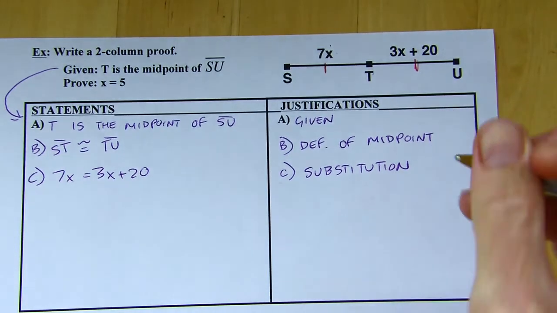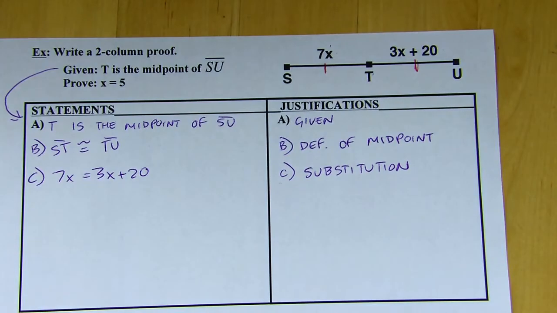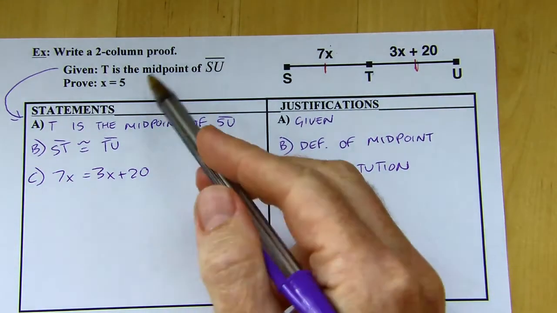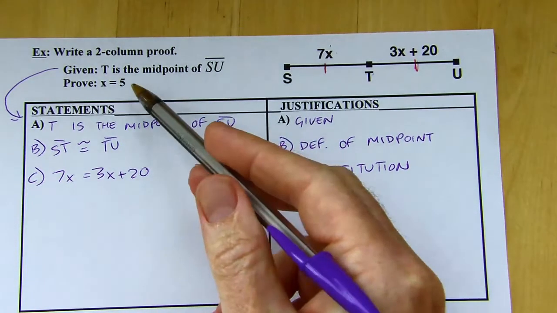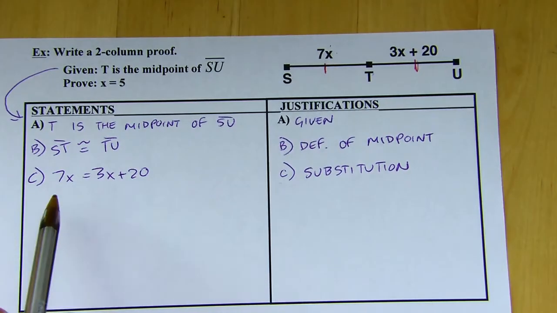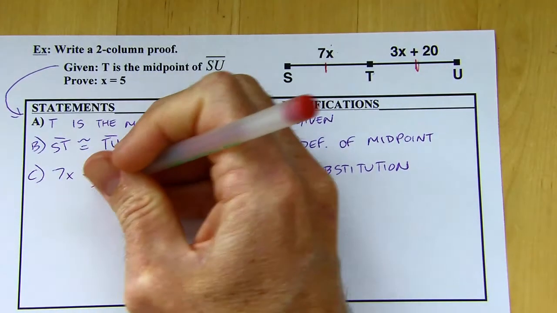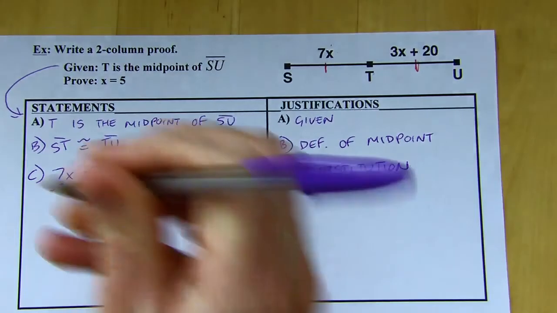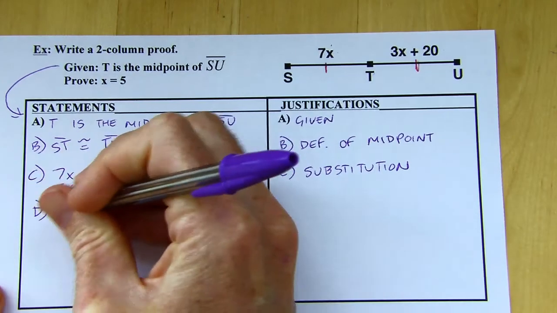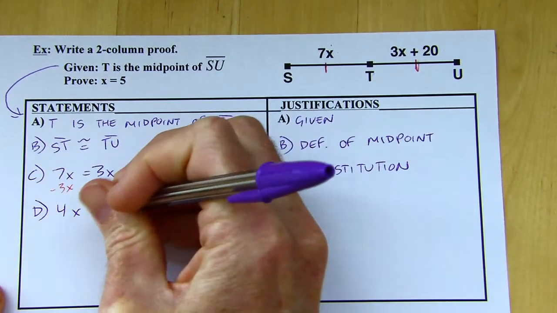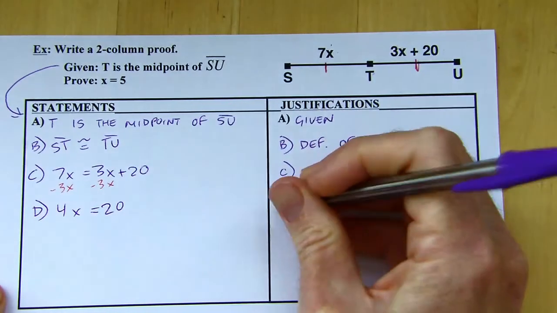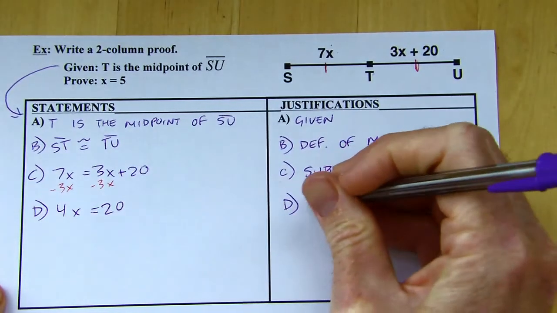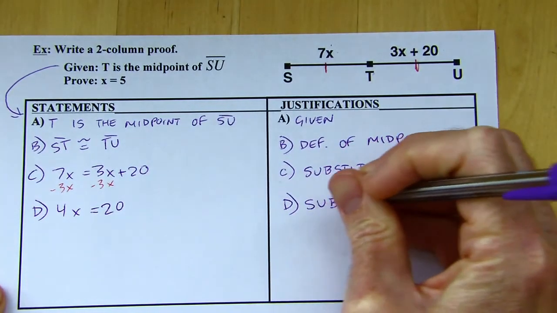Okay. All right. Moving on. I'm trying to prove, or solve for x here, really, right? So from here on out, I'm just going to solve this like an algebra problem. Next thing I would do, I want to get those like terms together. So I'm going to subtract 3x from both sides. That'll give me 4x equals 20. And that was the subtraction property of equality.